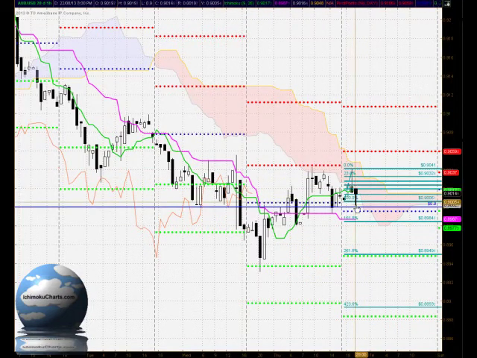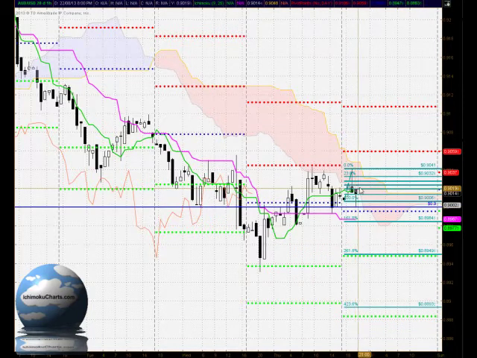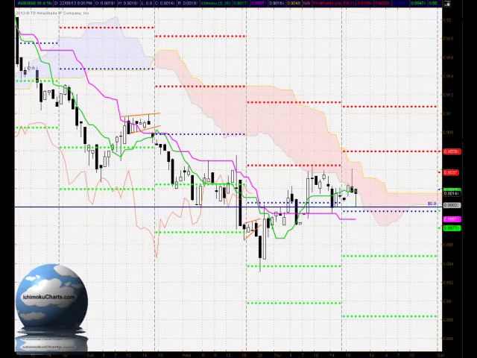And in terms of the Fibonacci retracement, testing down through the 100% level, being rejected strongly from there, suggesting that there is a good possibility of a change of trend to the upside.